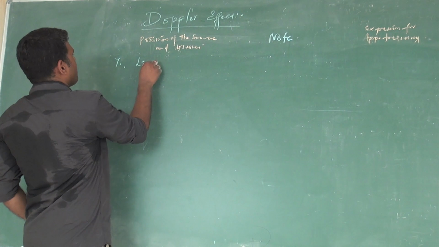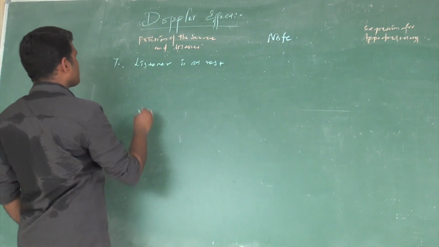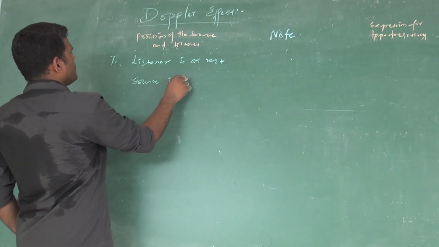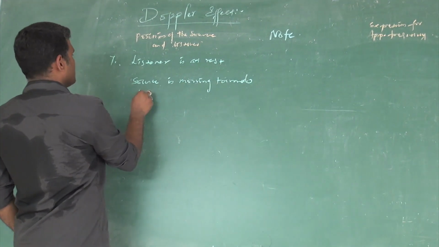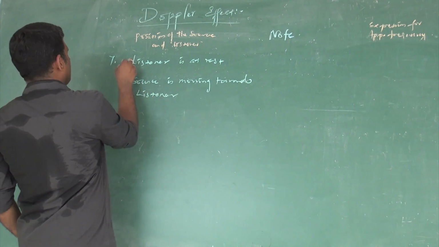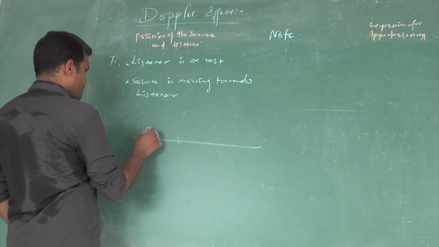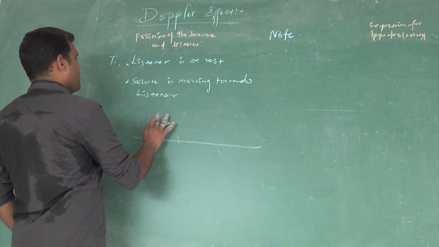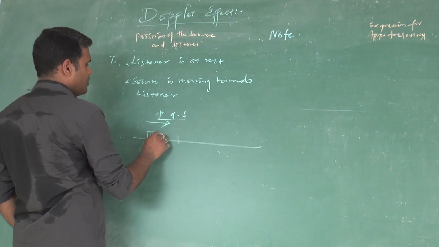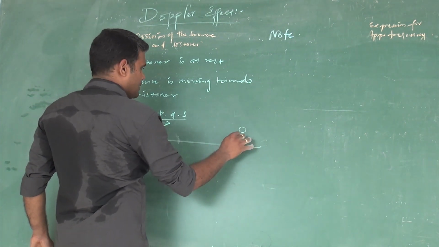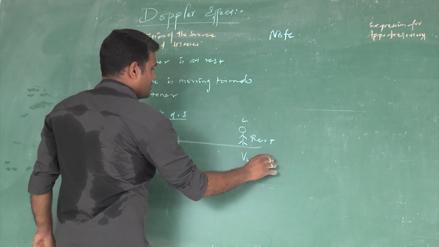Seventh case is that listener is at rest. Source is moving towards listener. The diagram I can show: this is the source, sound, the direction of propagation of sound. P of S is nothing but propagation of sound. Source is S, listener is this one, listener is at rest. He is at rest, so velocity of listener is 0.